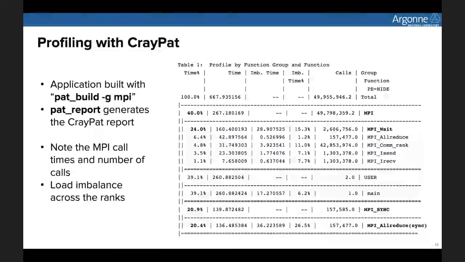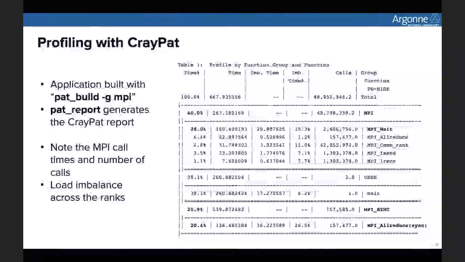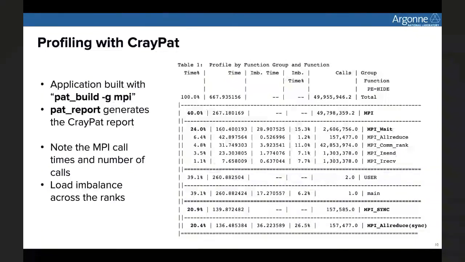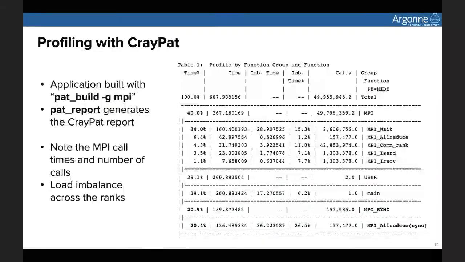So how to use CrayPat is like pat_build -g mpi, and once you run your application built with pat_build -g mpi, the pat_report generates an output file, and you could use pat_report to generate the report such as that shown in this slide.